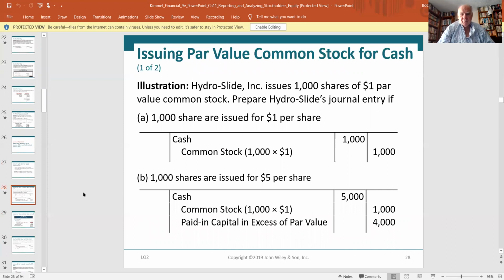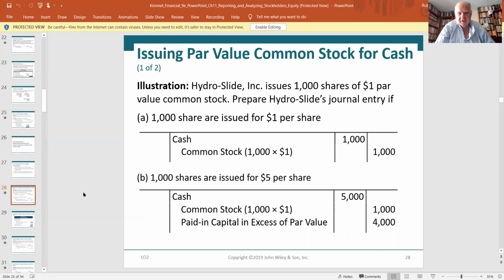So here, we issued stock at a par value. 1,000 shares are issued for $1, and they're $1 par value. Well, that makes it easy. We debit cash and we credit common stock for 1,000.